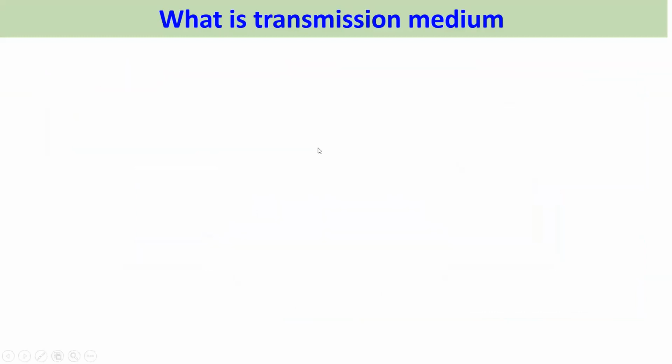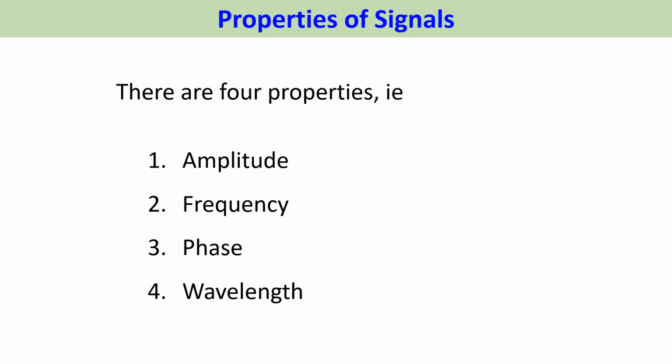Therefore, from this point, you can write down the topic, properties of signals. When considering these properties, there are 4 properties. Here you can see these properties: amplitude, frequency, phase, and wavelength. Write down these 4 properties here.